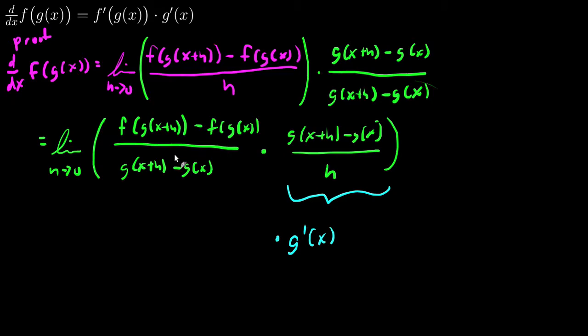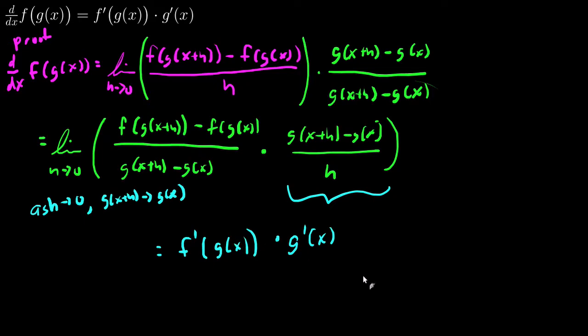What about this portion? Well, this is just a special case of the difference quotient. And it should make sense, so long as these functions are differentiable, that as h approaches 0, g of x plus h approaches g of x. And so this is actually a special form of the difference quotient where we will get f prime of g of x. And there we have it.